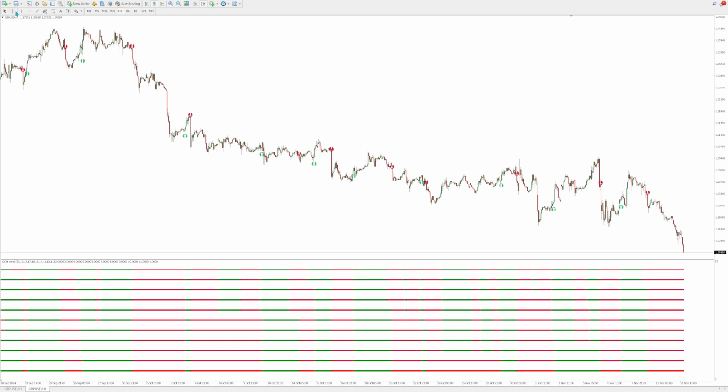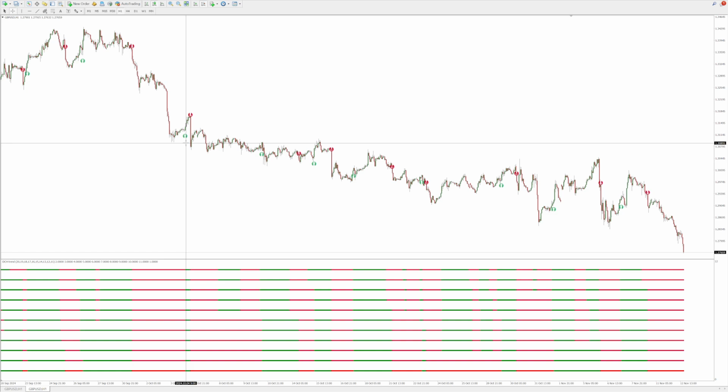For example, here, you can see there's a red arrow when all of the histogram is red. And here you can see there's a green arrow when all of the histogram is green. So in this video, I'm going to show you how you can implement this indicator within your trading strategy to capture some big moves, big market trends, and potentially bag some big pips.